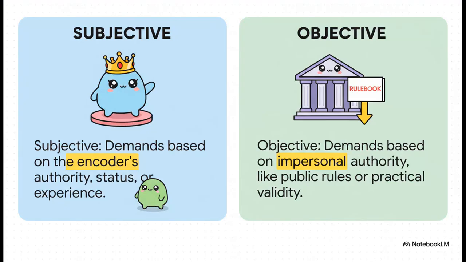So on one side, you have subjective instructions. These are based on the authority of the person or group sending the message. It's about their status, their opinion, or their experience. And on the other side, you've got objective instructions. These are totally impersonal. Their authority comes from shared rules, public laws, or just plain old practical reality.